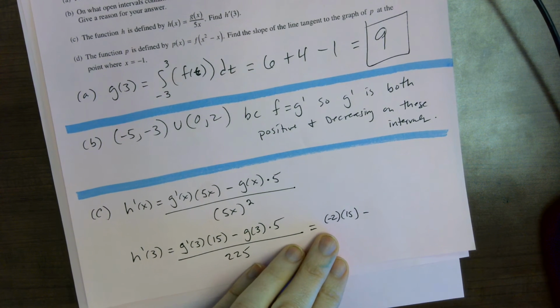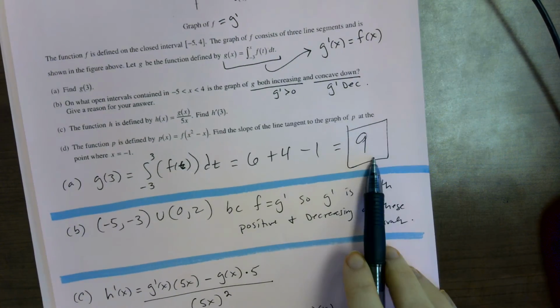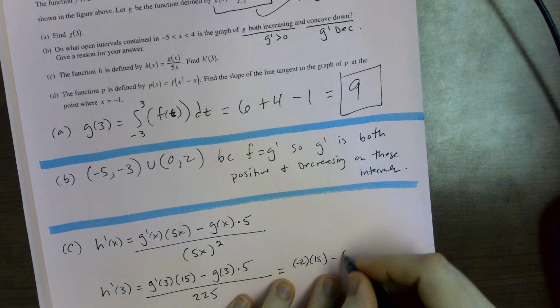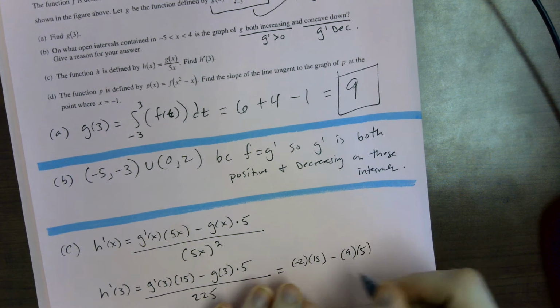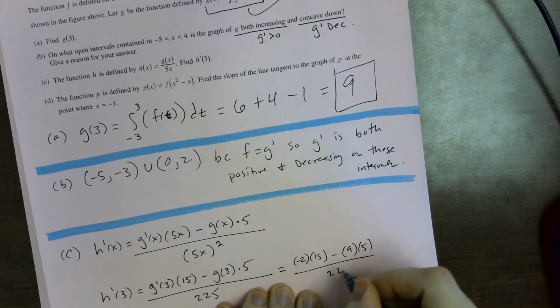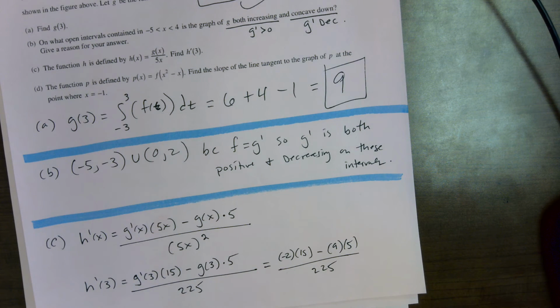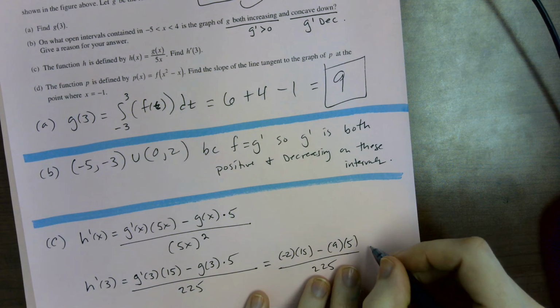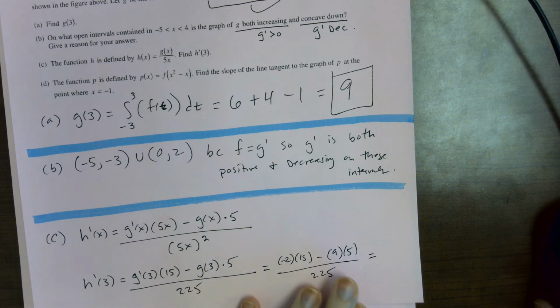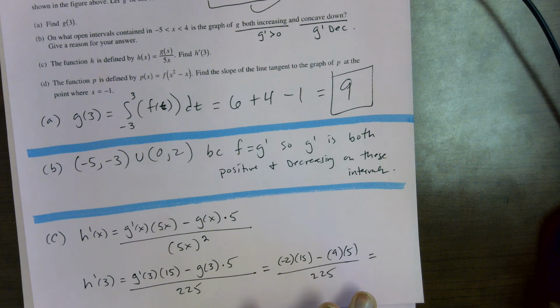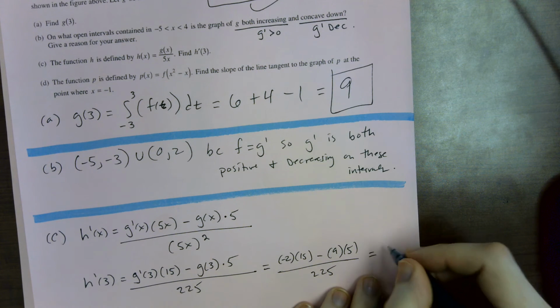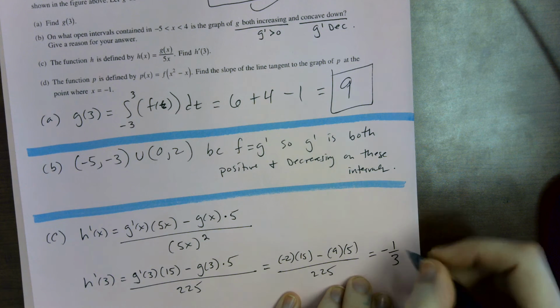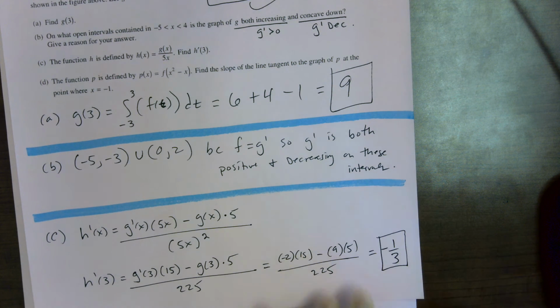Now g of 3, we already found in part A. That happens a lot. So that's 9 times 5, all over 225. Okay, and then guys, you just do the math, and I had the answer already. It's -1/3. If you don't end up simplifying it though, that's okay.